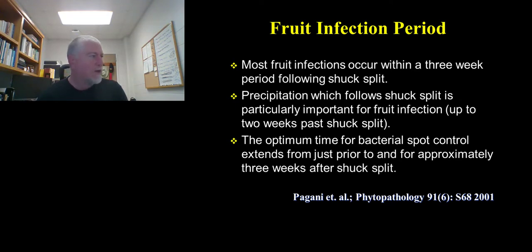And then the optimum time for the bacteria to move in and set up housekeeping in the fruit is approximately 3 weeks after shuck split. That does not mean you're completely out of the woods after that point, but it just says that early season application is going to be really critical to controlling this disease. And you've got to make sure you're getting in all the applications you need during that time frame.